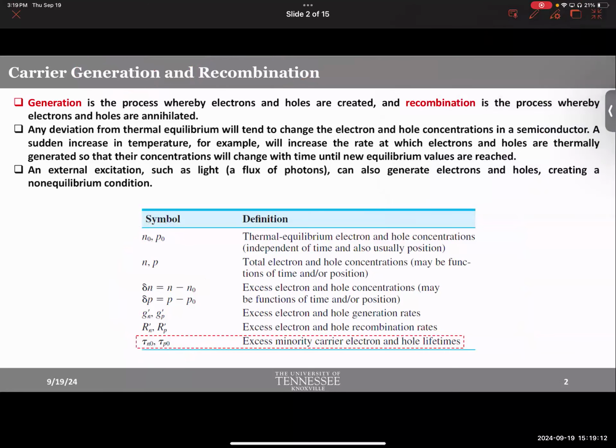Just listen to me. When anything has 0 in it, it represents thermal equilibrium. Okay? N0 represents electron concentration at thermal equilibrium. P0 represents hole concentration at thermal equilibrium. What are N and P without any subscript? N represents total electron concentration, and P represents total hole concentration. What do I mean by total? When you disturb a system with an external stimulus, there will be some excess carrier concentration. You see, I'm using the term excess, and that was in the title as well.